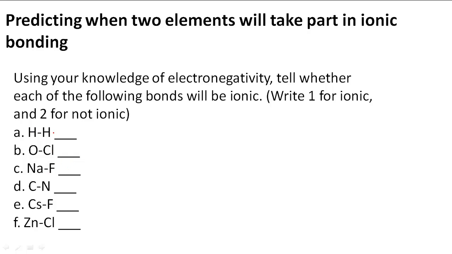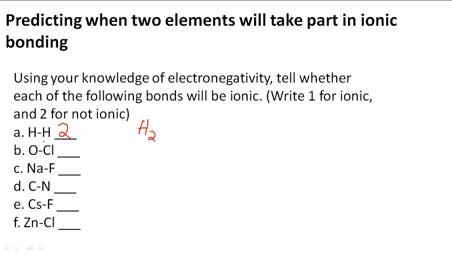So H and H, or in other words, H2. And H2 we know is a diatomic element, but notice when two elements are the same, they have the same exact electronegativity. So when they're doing that, that means neither one of them is pulling an electron more than the other. So they are sharing electrons more than taking electrons, which is what ionic bonds do, or transferring electrons. So that means this is not ionic. So I'm going to put a 2 there.